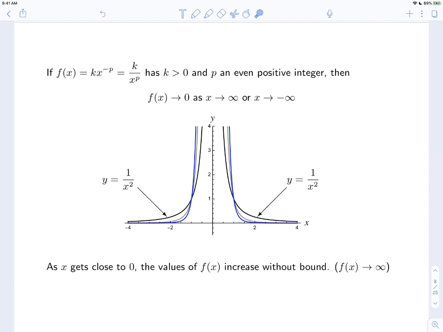So in this graph, we're letting p be even, and k is a positive number. So if p is even, then x to the p is always going to be positive, and k is positive. That's why everything is above the x-axis. Everything is non-negative here.